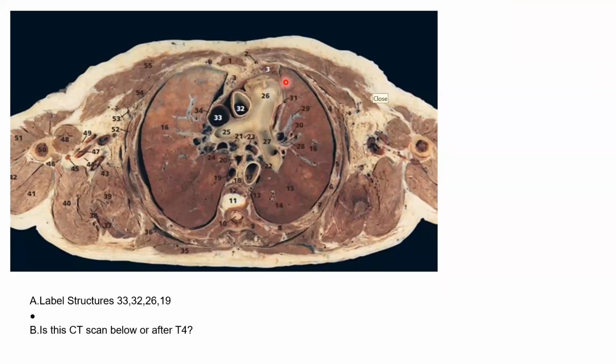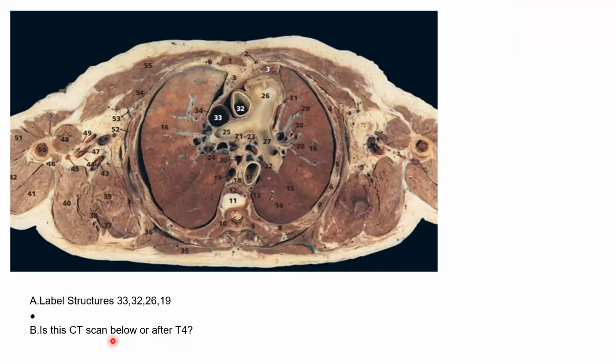Number 33 is the superior vena cava. Number 32 is ascending aorta. Number 26 is the pulmonary trunk. Number 19 is the azygous vein. Yeah, you're right. And what's her name? Ghaida. Okay. Can you please answer also the second question if you can?